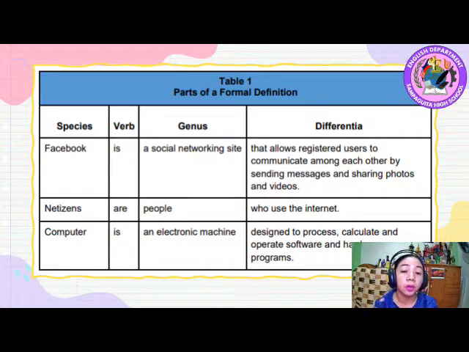Next is the computer. Is an electronic machine designed to process, calculate, and operate software and hardware programs. So we use is because computer is only one, and computer is considered as an electronic machine. So we can already define it by using the differentia. So it is designed to process, calculate, and operate software and hardware programs.